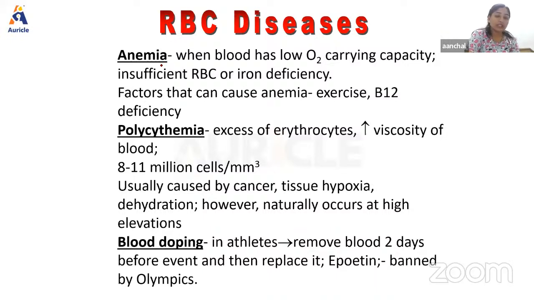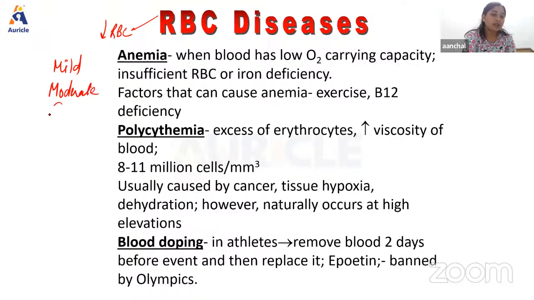Okay, now we're going to discuss anemia. So what is anemia? This is a clinical condition in which the oxygen carrying capacity of blood gets reduced, and it is characterized by reduction in RBC. And there are some grading of anemia like mild anemia, moderate anemia, and severe anemia.